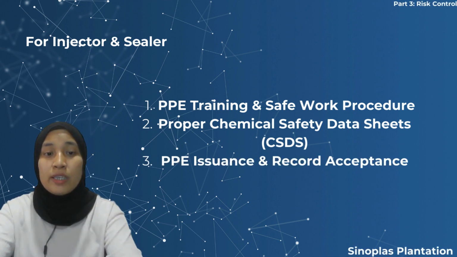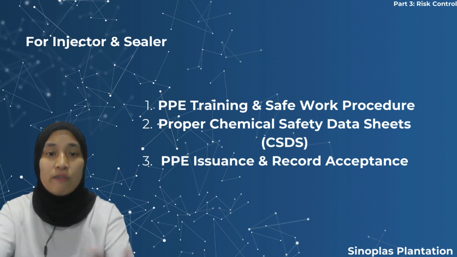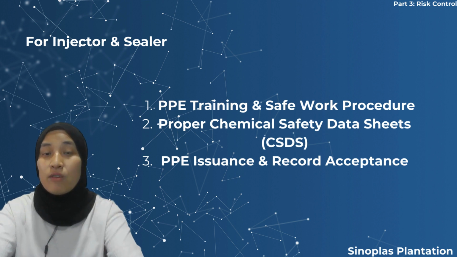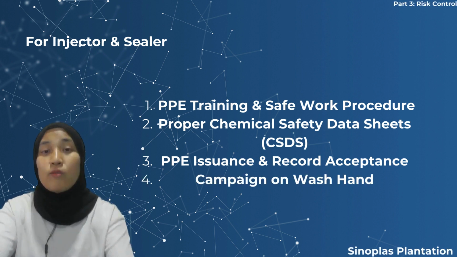Third is PPE issuance and record of acceptance, by the supervisor or HR. They need to prepare a checklist when giving PPE to the employees to ensure that it is proven, so that they cannot be found guilty under Section 15 of OSHA 1994 by the court or enforcement department, as they have proof of the PPE issuance itself.